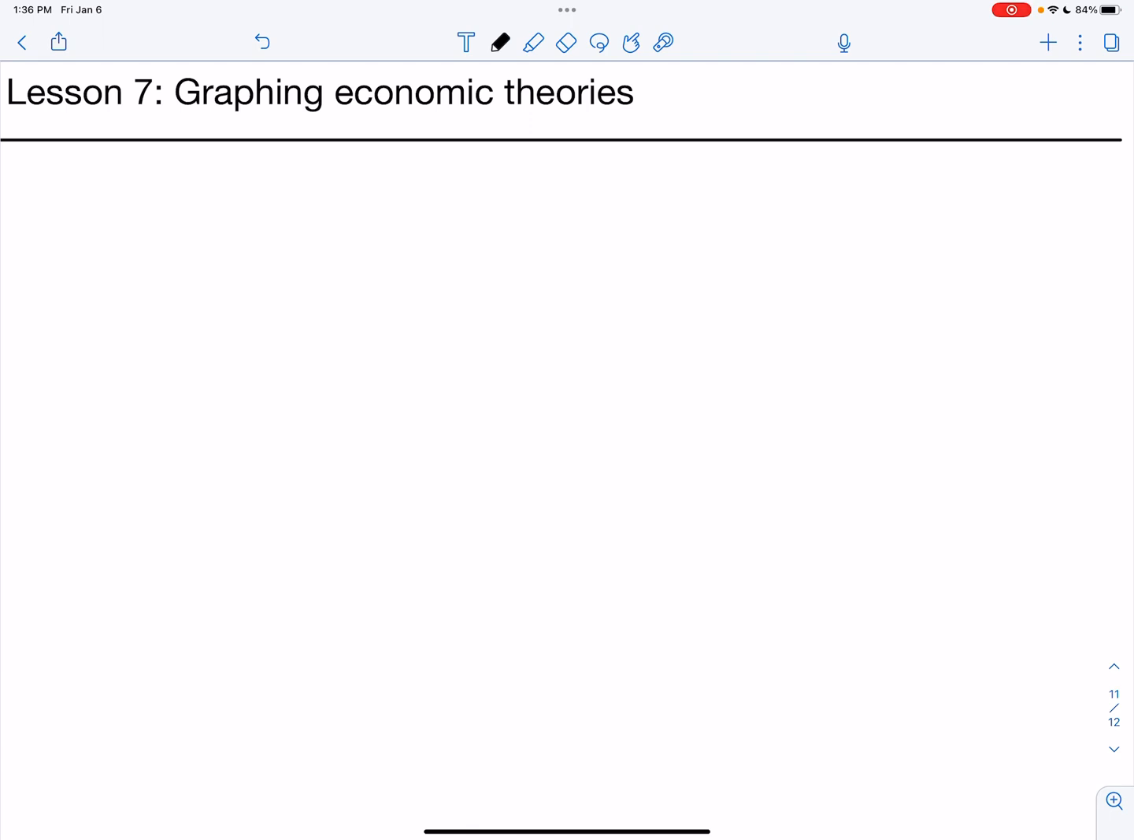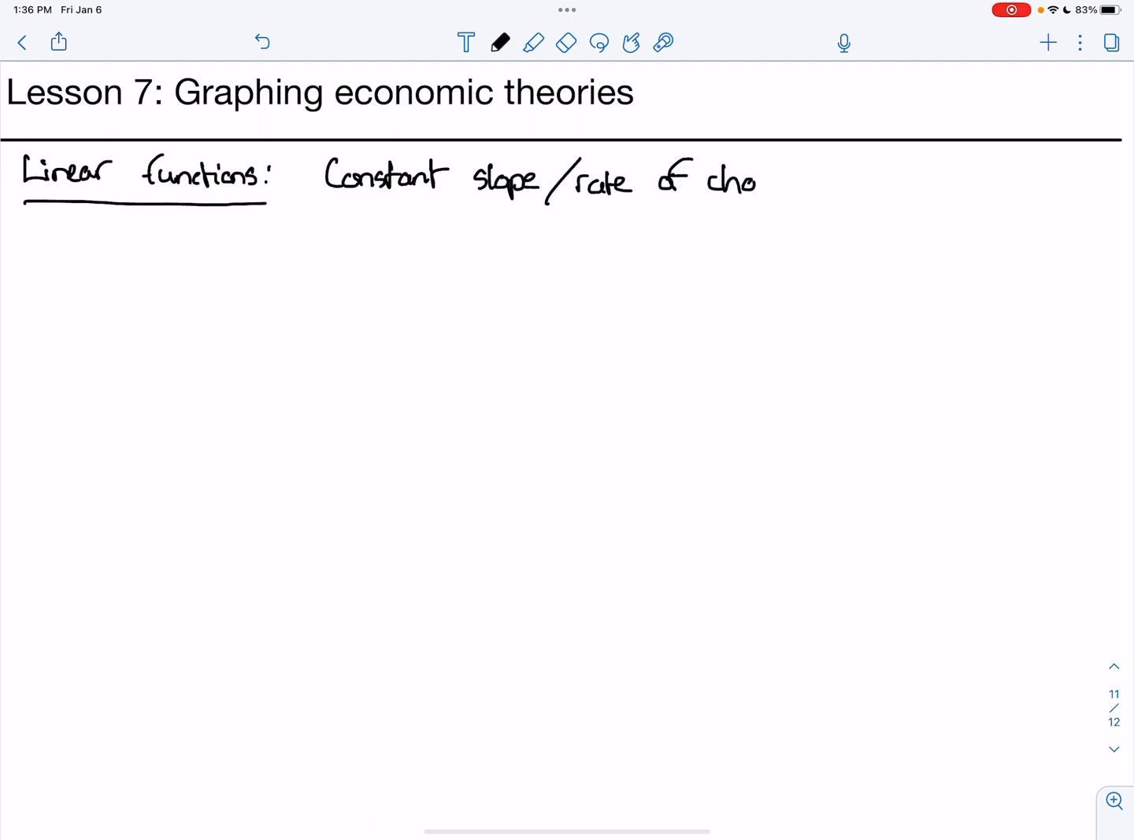So let's start with a topic that we actually briefly talked about in a previous video, which is linear functions. A linear function is any function that has a constant slope or a constant rate of change. When you graph them, they look like straight lines. You've seen many of these in the past. So let's draw one out and see what it might look like.